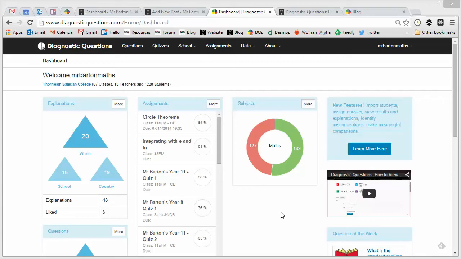Now the question that I've picked for this week's analysis is one that I set to my year 11s. I was teaching them the topic of vectors and they'd never done vectors before, but the question itself that I set them isn't anything to do with vectors. It's actually to do with negative numbers and fractions.